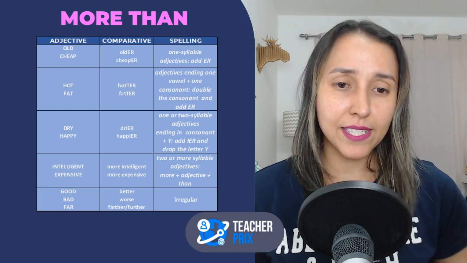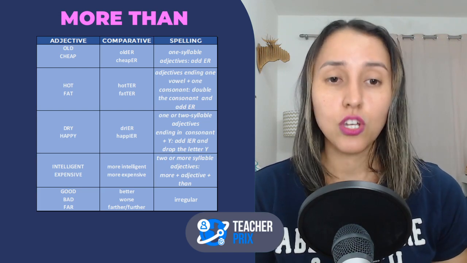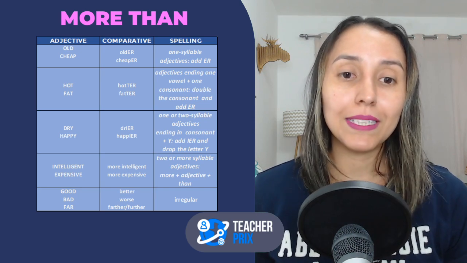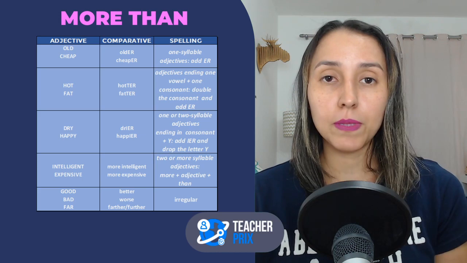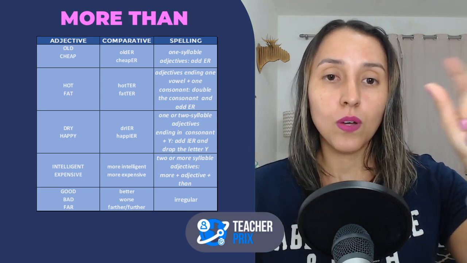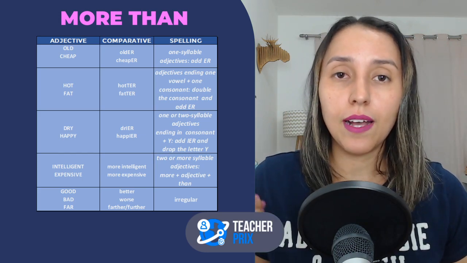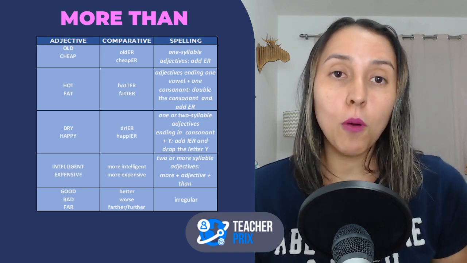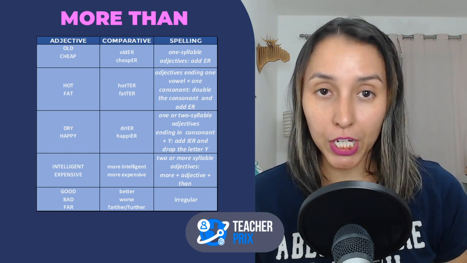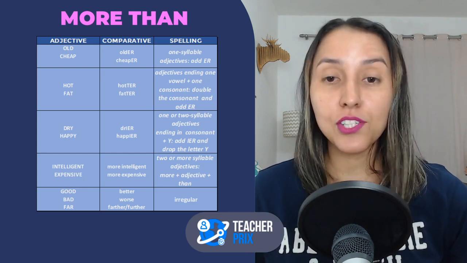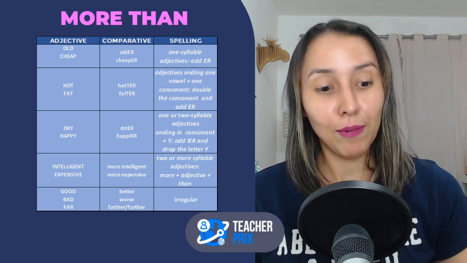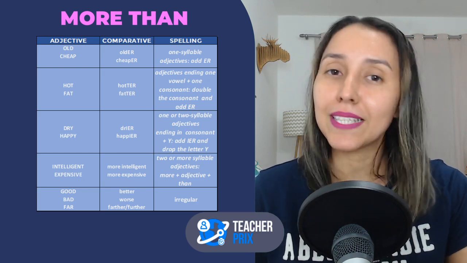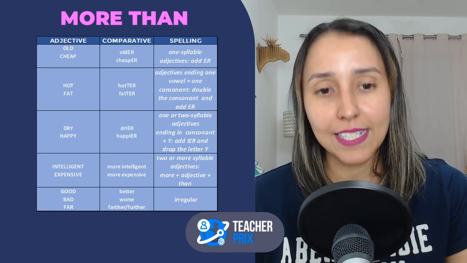Okay, next, irregular cases, good, far, bad. These are three cases that are completely irregular. I don't really have an explanation to give you as I gave with one or two syllables with a letter Y. No, they are irregular. So the comparative form of good is better. So my English is better than my Italian. Well, of course, because I'm a basic Italian student. So consequently, my English is better than my Italian.